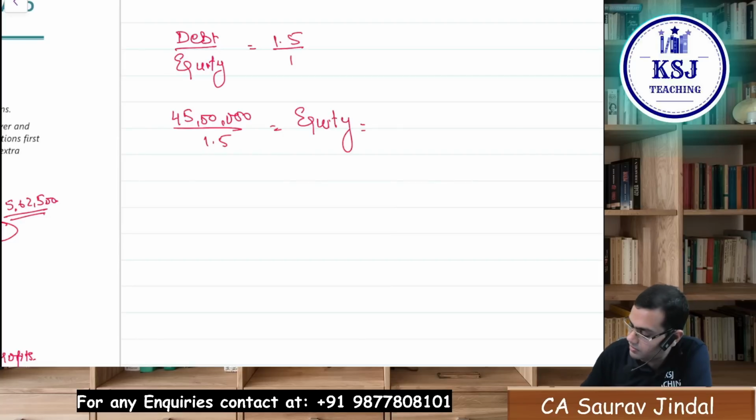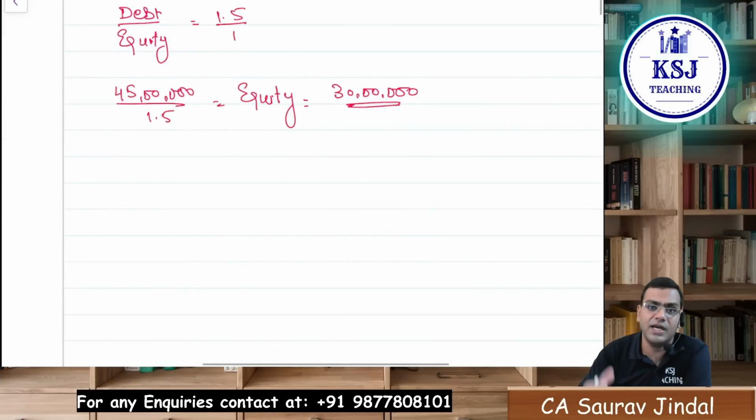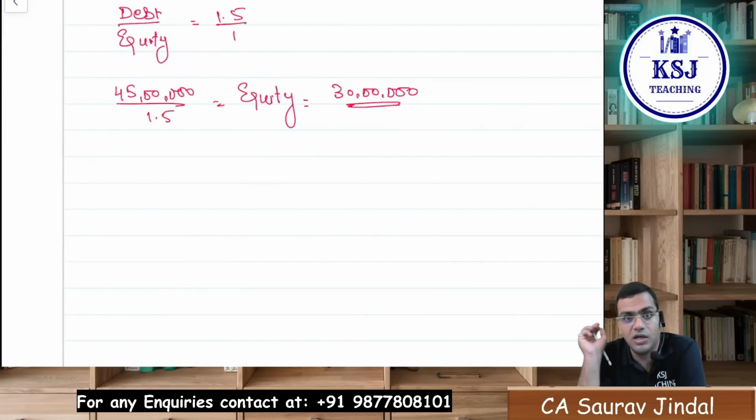So what will it be? 45 lakhs divided by 1.5. So equity is 30 lakhs. Next, you are given return on shareholders fund. Equity is nothing but your shareholders funds only. Remember the lectures where I gave the terminologies when we discussed the debt ratio and debt equity ratio. I gave all the different names to the terminologies: equity, net worth, shareholders fund. There is a difference between shareholders fund and the equity shareholders fund.